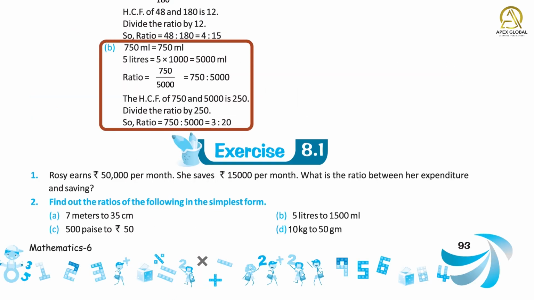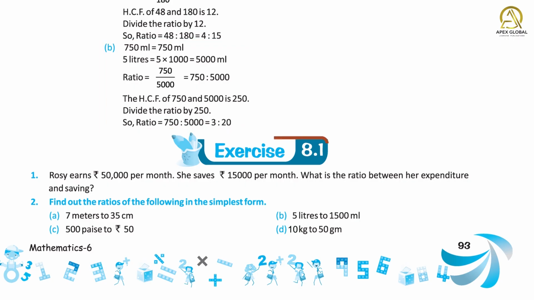B. 750 milliliters equals 750 milliliters. 5 liters equals 5 into 1000 equals 5000 milliliters. Ratio equals 750 upon 5000 equals 750 ratio 5000. The HCF of 750 and 5000 is 250. Divide the ratio by 250. So ratio equals 750 ratio 5000 equals 3 ratio 20.